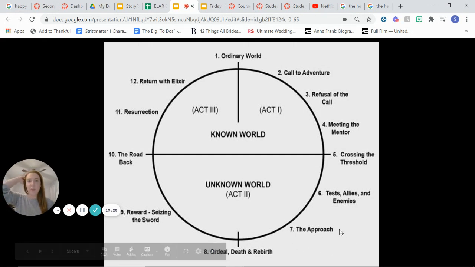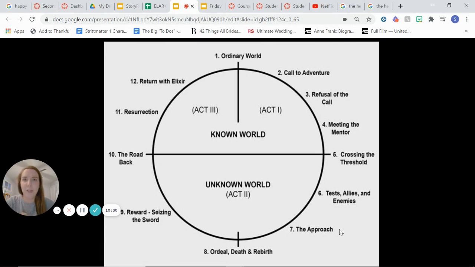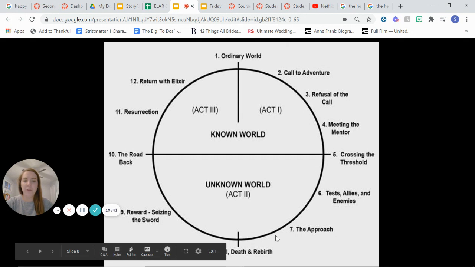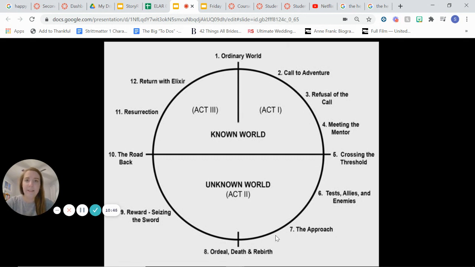So the approach is when you think you're about to come up to the big ordeal, you're getting ready. This is the point that Anna is literally going up the castle steps to go see Elsa, and she confronts Elsa. Ordeal, death, and rebirth is where Anna confronts Elsa, and Elsa attacks her. And we know that Anna is probably going to die because she's frozen her heart, and things are getting worse and worse.